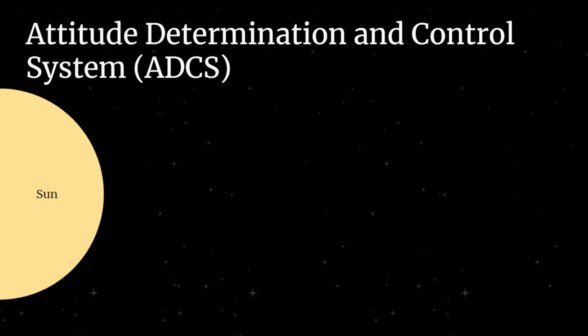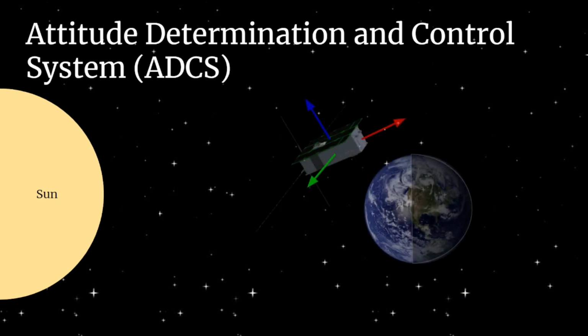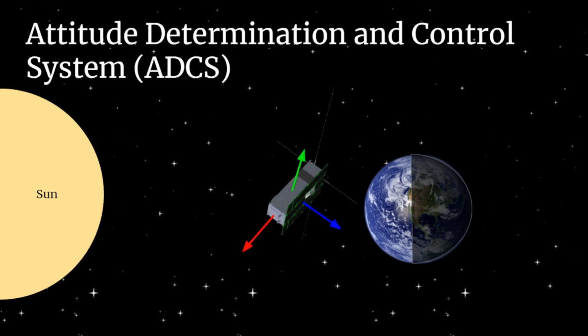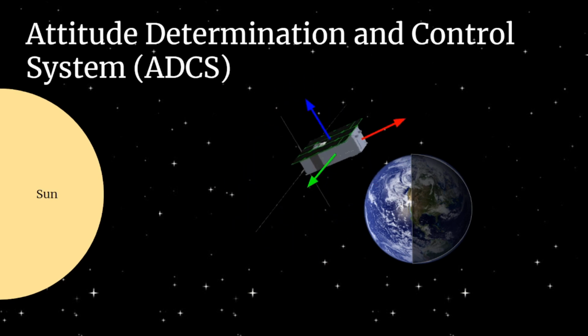Using sun sensors and a star tracker, the attitude determination and control system is able to estimate how the spacecraft is oriented with respect to the Earth. Additionally, ADCS is capable of changing the spacecraft's orientation depending on the mission's needs with the use of reaction wheels.